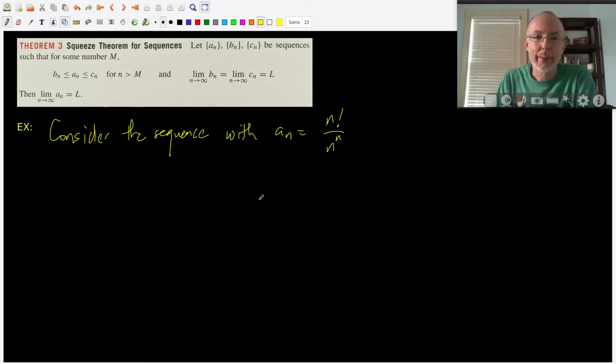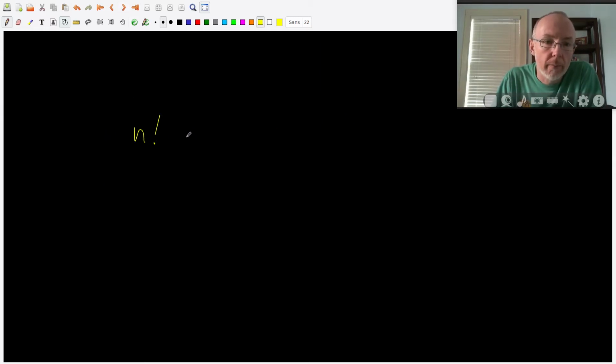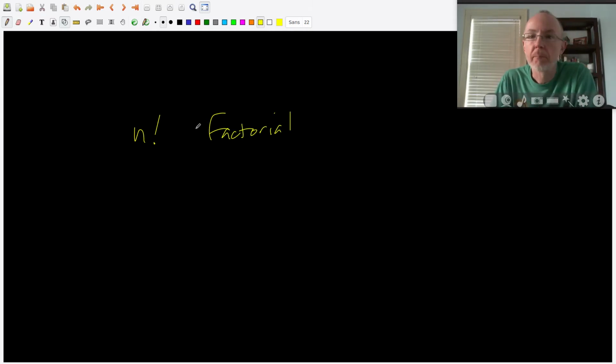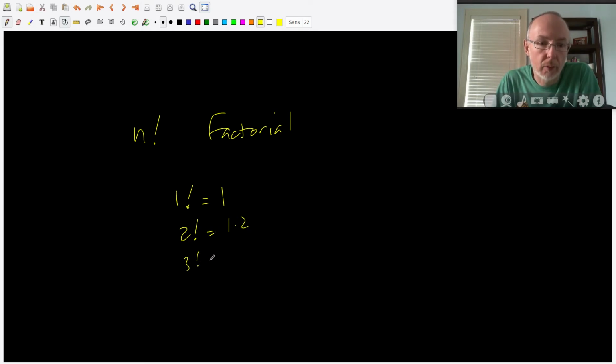All right, so let's look at this example, and this is kind of a fun one. If you haven't seen this n factorial before, it's called the factorial. Well, it's not really a function, it's just called a factorial. So n factorial is the product of all the integers from 1 to n. So 1 factorial is just 1, and 2 factorial is just 1 times 2. And 3 factorial is 1 times 2 times 3. And 4 factorial is, I think you get the idea, right?